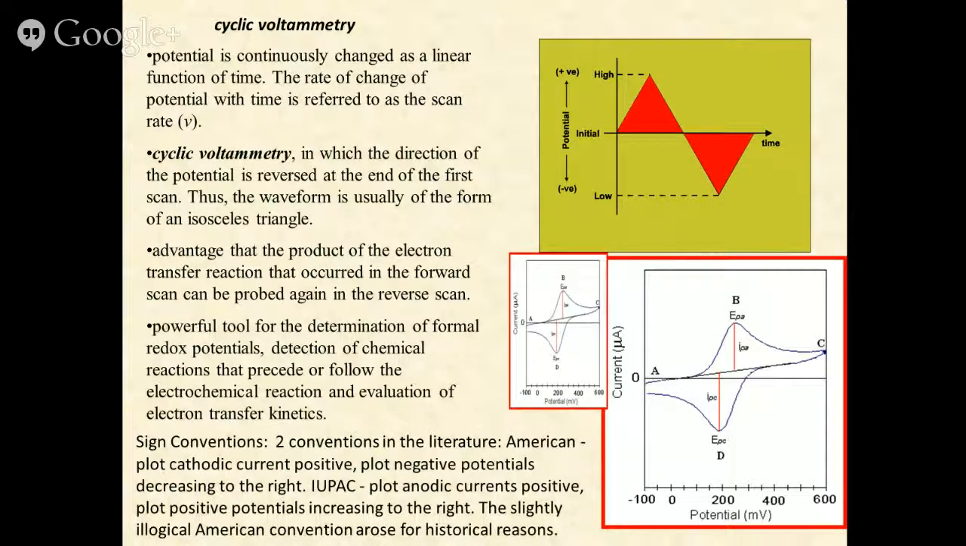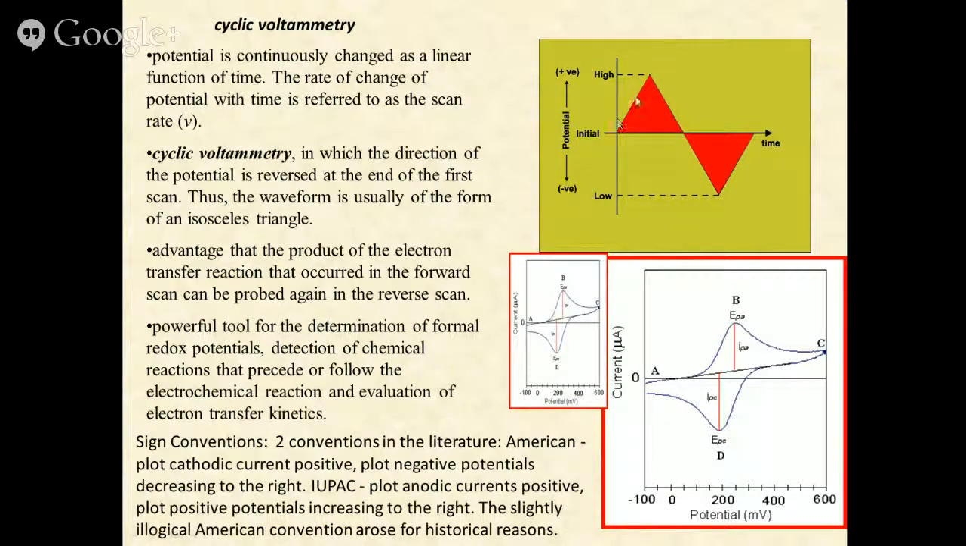In the cyclic voltammogram, the direction of the potential is reversed at the end of the first scan, thus the waveform is usually in the form of an isosceles triangle. Potential increases like this, decreases here, then it goes in the other direction, increases in the other direction, and then decreases. So this is one cycle of the potential variation of the working electrode. The advantage is that the product of the electron transfer reaction that occurred in the forward scan can be easily probed again in the reverse scan.